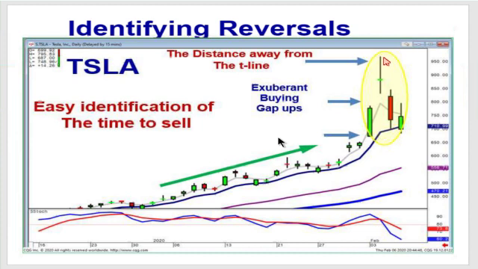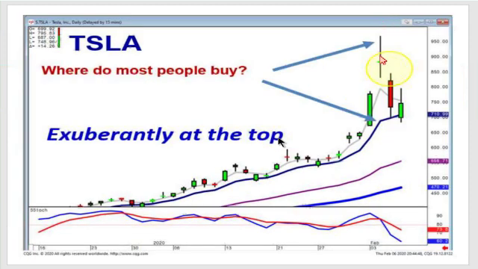When it was trading right here, what can we obviously see? Look how far away we are from the T-line. So when we get that far away from the T-line and they've been gapping it up, again, we have to go back to where do most people buy? They buy exuberantly at the top. So there's a very simple method for taking profits up here versus here or here.